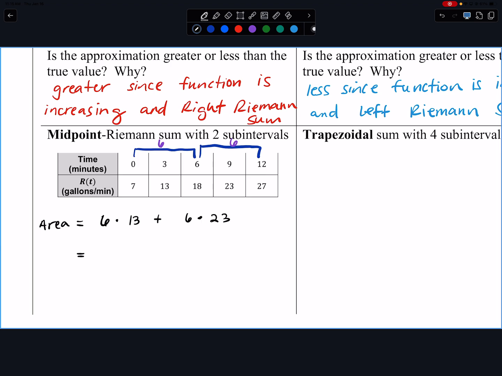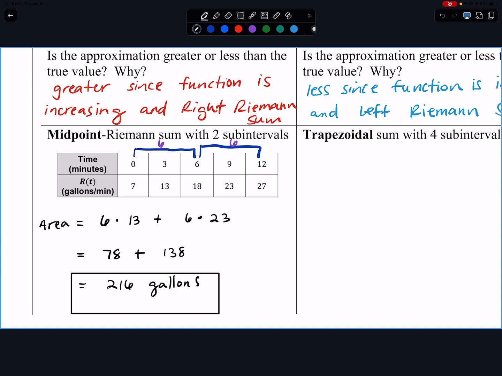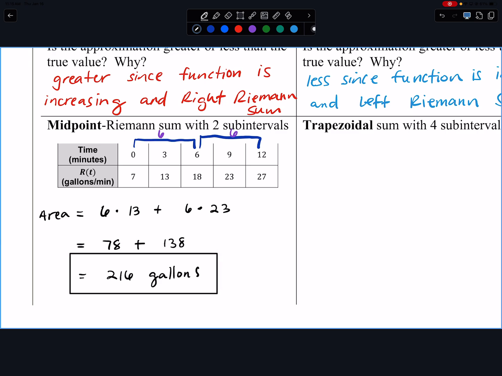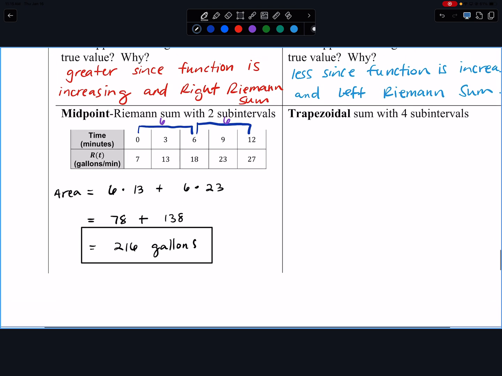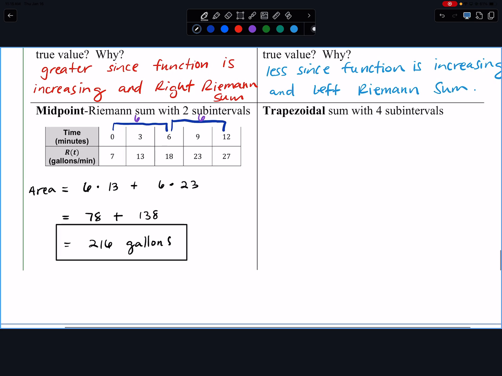6 times 13 is 78, 6 times 23, what is that, 138, somebody? 216? Yeah. Oh, thank God. I thought there was another part to this. This is it.